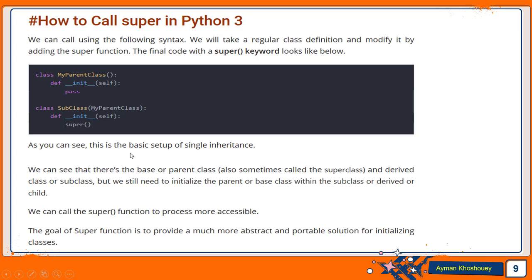As you can see, this is a basic setup of single inheritance. We can see that there is the base parent class, also called the super class, and the derived class or subclass, but we will still need to initialize the parent or base class within the subclass, or derived or child class. We can call the super function to make the process more accessible. The goal of the super function is to provide a much more abstract and portable solution for initializing classes.